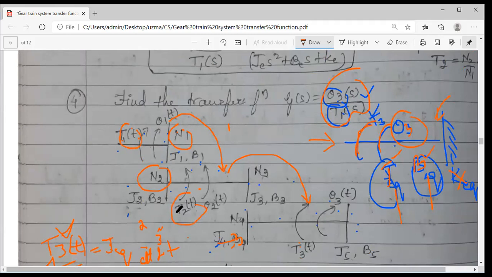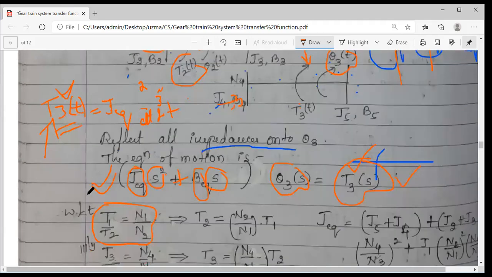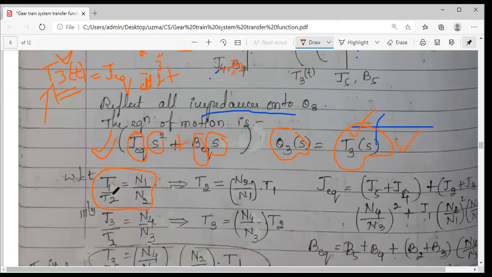But here I am not considering theta because we need only theta 3. So I am not including it. I'm just interested in T and N. So taking that ratio, T1 I can express. T1 by T2 is N1 by N2. So what will T2 be equal to? T2 is N2 by N1, right? If I take T2 to the other side and this ratio to this side, what I will get? T2 is equal to N2 by N1 into T1. Okay, that is one done.